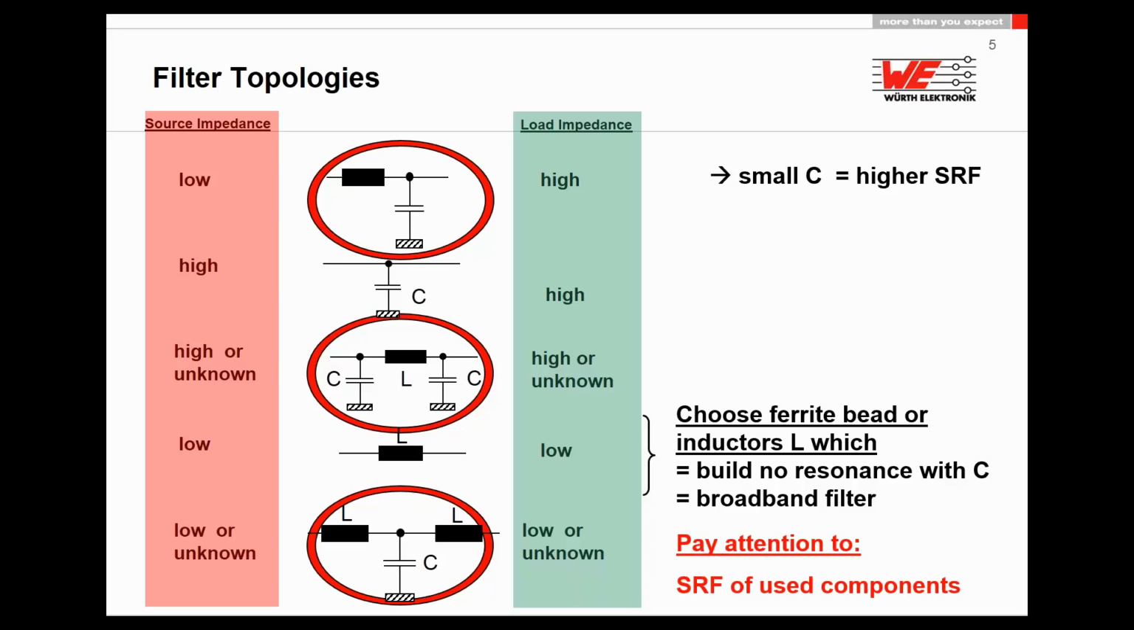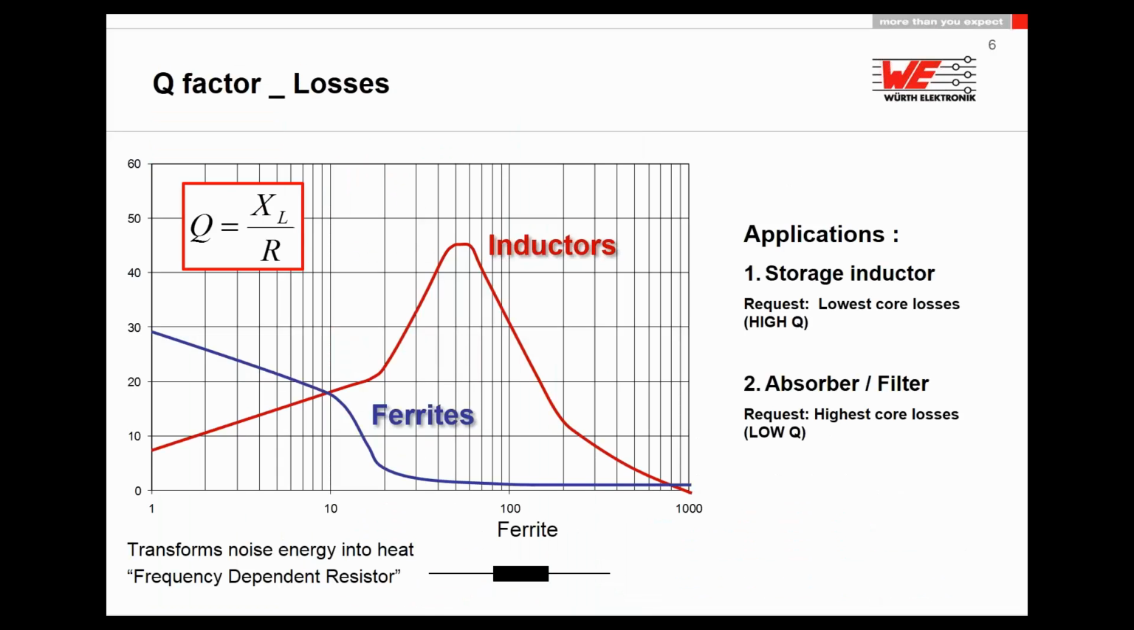And always double check the self-resonant frequency of the component to avoid the mistake that you are building oscillators and, instead of having fewer peaks, you double the number of peaks. For the Q factor, maybe some of you forgot what the Q factor definition is. It is XL divided by R, so the impedance reactance divided by the resistance losses.